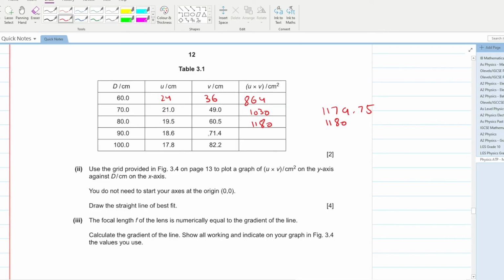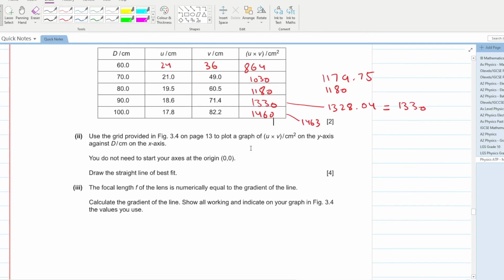18.6 into 71.4. This becomes 1328.04. According to 3 significant figures, this will become 1330. Multiply these two values as well. 17.8 multiplied by 82.2. This comes out to be 1463, which till 3 significant figures will be 1460.